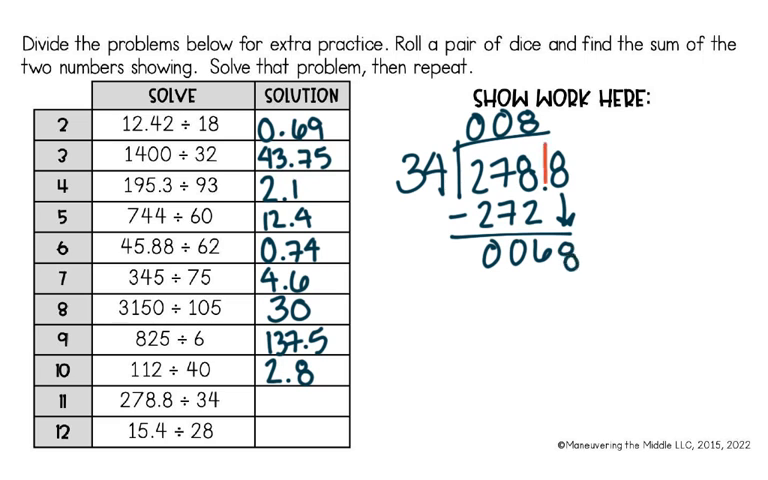Make sure that we have moved our decimal point up. I'm going to extend my line just because I drew it a little bit short. 34 can go into 68 twice. 2 times 34 is 68. 68 minus 68 is 0. So our answer is 8.2.